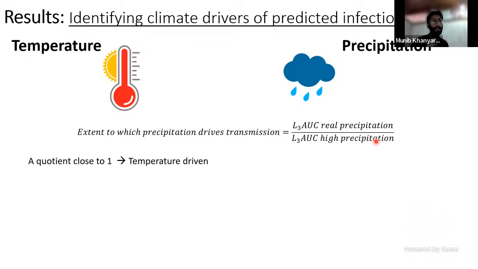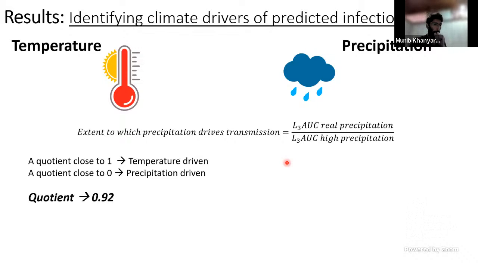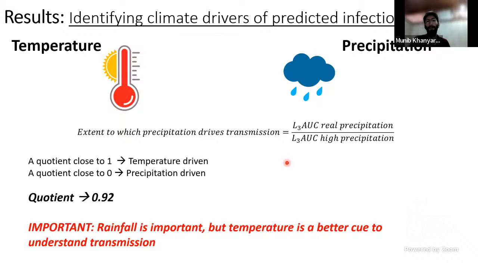And essentially we conceptualize it to be the following: if this quotient is close to 1, then this is more a temperature-driven system. Temperature is more the limiting factor. If the quotient is close to 0, then the system is more a precipitation-driven system. And our quotient was much closer to 1. In other words, it's a more temperature-driven system.